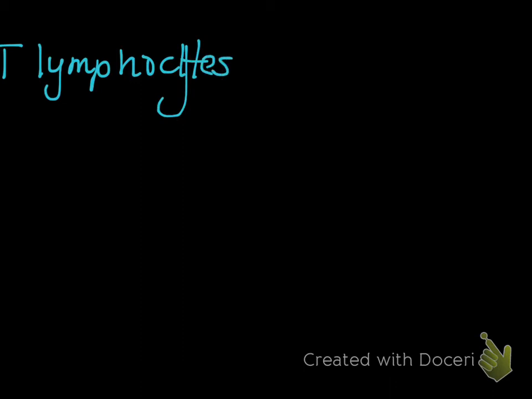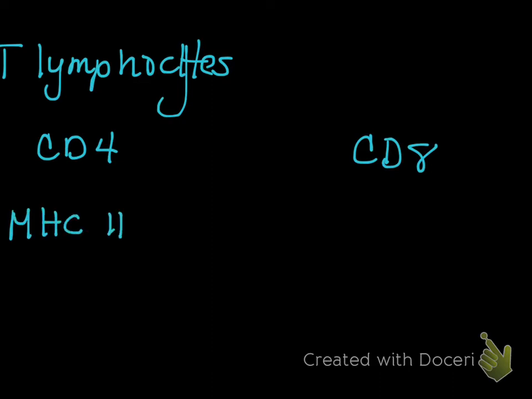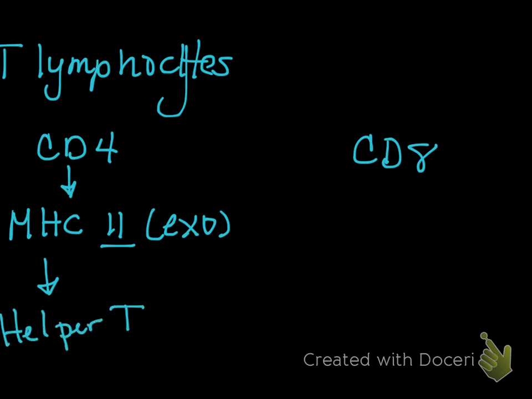Now, I'm going to take this a step further. We have different types of T lymphocytes. We have naive T lymphocytes that are called CD4 cells, and we have another type called CD8, okay? Naive CD4 cells recognize MHC class 2 receptors, which display exogenous antigens. When they recognize foreign antigens on MHC class 2 receptors, they will end up becoming helper T cells.